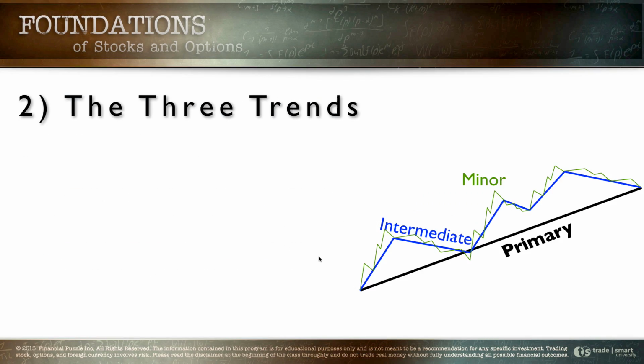The second principle of Dow theory is that there are 3 trends at any given time that are working together. Those 3 trends are the primary, the secondary, also known as the intermediate trend, and the minor level trend. On any chart at any time, these 3 trends are at play and they're working together. So let's understand them a little bit.